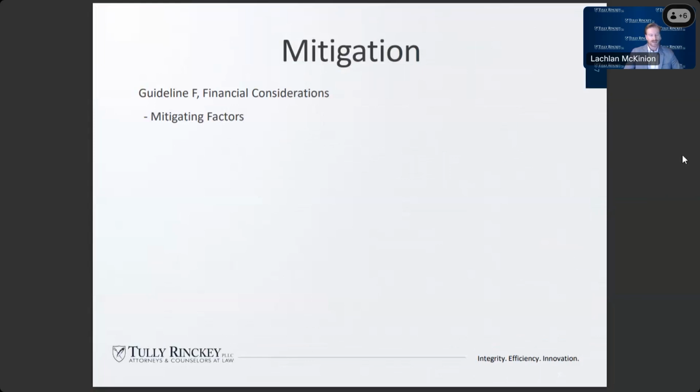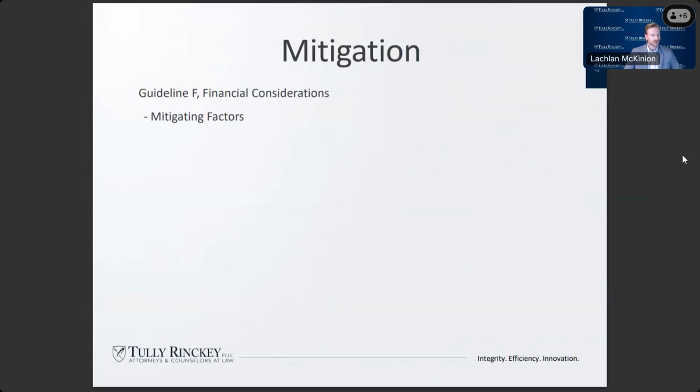Last mitigating concern is that you have initiated and you're adhering to a good faith effort to repay any past due creditors. So again, for some reason you're in debt, you've missed a bunch of payments, but let's say that you've come up with a plan to address that debt and you are actively working to pay off that debt. That's another mitigating condition that you can argue mitigates any concerns that the government may have. So those are the mitigating factors, the mitigating conditions. Again, you can go and read those under Seed 4.